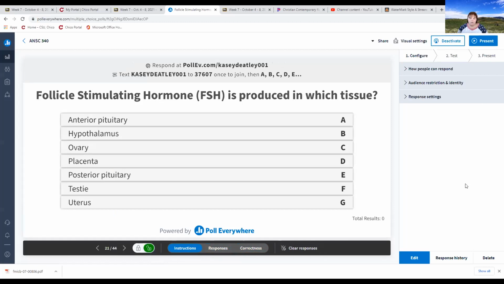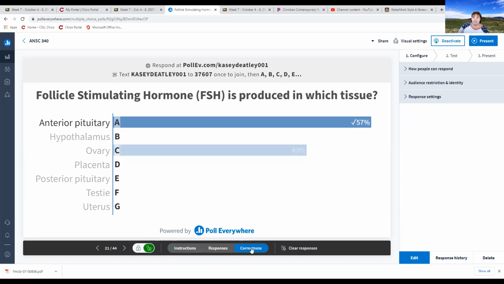Follicle stimulating hormone, also abbreviated as FSH, is produced in which tissue? Give you 30 seconds here. All right, 15 to go. All right, go ahead and lock them in, guys.